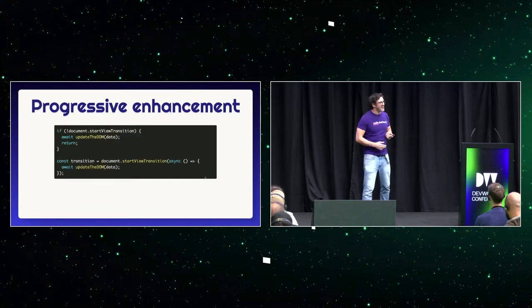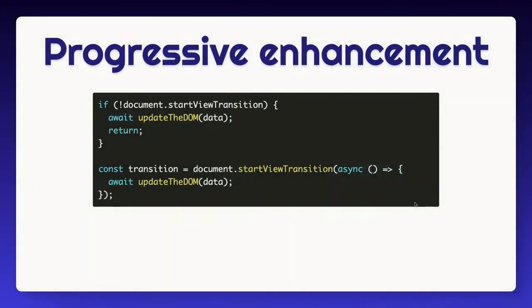And you can progressively enhance this. If the document start view transition function exists, then we can use it. And if it doesn't, you get the old transitionless moves. Or you use whatever code you were using before to do a transition. Progressive enhancement is also one of my favorite things about the web platform, always has been. We invent new things, and eventually the browsers can catch up to us.